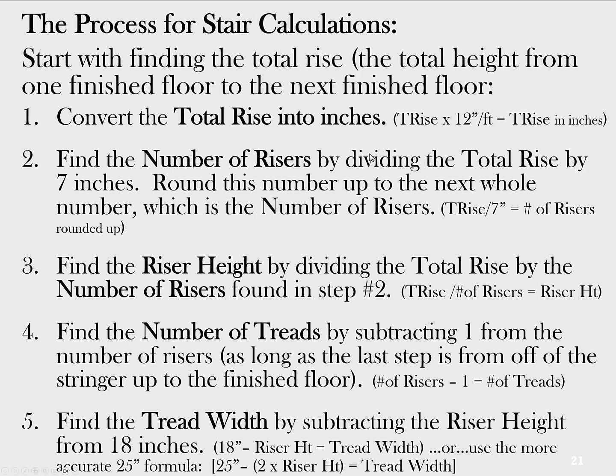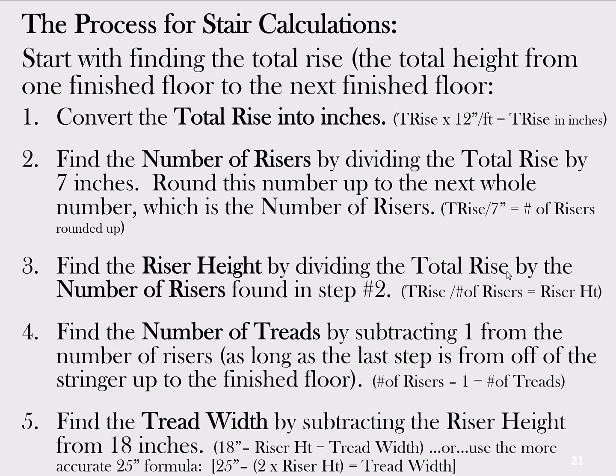And then we'll take that total rise number that we already calculated, and we plug in the number of risers that we just figured out. So we'll take the riser height and divide the total rise by the total number of risers instead of dividing by 7 inches like we did in step 2. In step 2, we divided the total rise by 7 inches. In step 3, we take the total rise number again and divide by the number of risers that we found in step 2. And that gives us a very specific number. Because we rounded up, we will get a number less than 7 inches, which would comply with the building code for commercial construction.